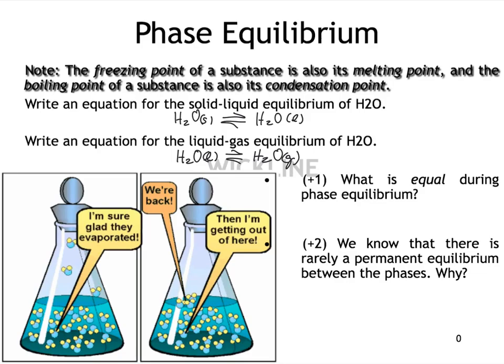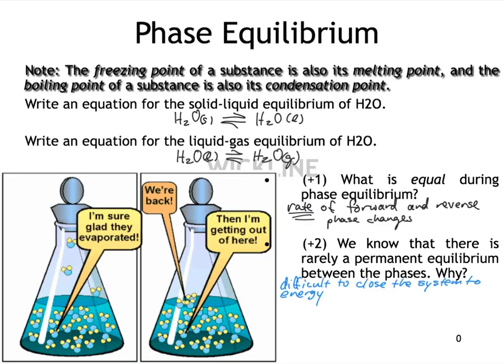So what is equal during phase equilibrium? It's certainly not the amount of liquid water and the amount of gaseous water. Instead, it's the rate at which liquid turns to gas and gas turns to liquid. That's what's equal during phase equilibrium. But we know that there is actually rarely a permanent equilibrium between the phases, and the reason is because it actually is very difficult to keep a closed system for energy. For matter, it's not too hard, but for energy, it's really difficult to close the system.